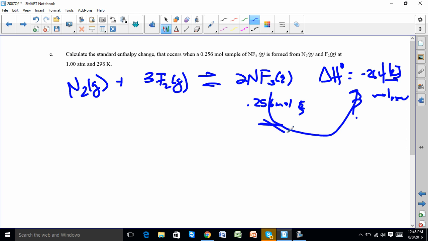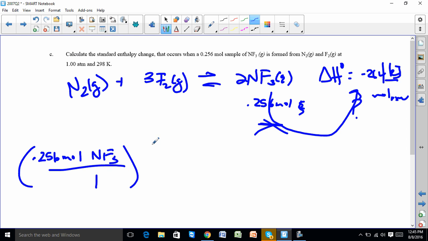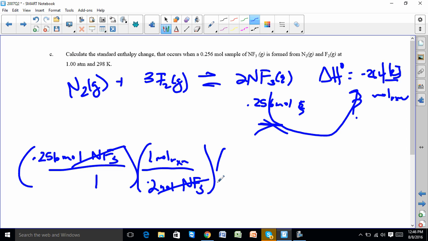And this is in moles, so we don't need to convert. So we have 0.256 moles of NF3 as the given. And the mole is the most important unit in all of chemistry. You're already in moles. And so the equation shows that for every 2 moles of NF3, see how there's a 2 there, you have 1 mole reaction. So this is the reaction as written. So this negative 264 only applies if this is a 1 and this is a 3 and this is a 2. And then we know that it's negative 264 kilojoules per 1 mole RXN.